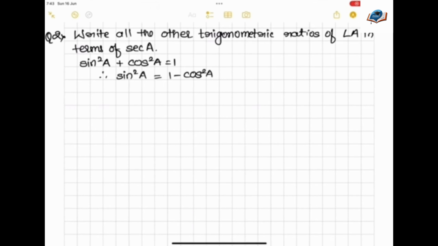So sine square A will be 1 minus 1 upon sec square A, because cos A equal to 1 upon sec A. That's why I have used this formula. Now if I do LCM, it will be sec square A minus 1 upon sec square A.